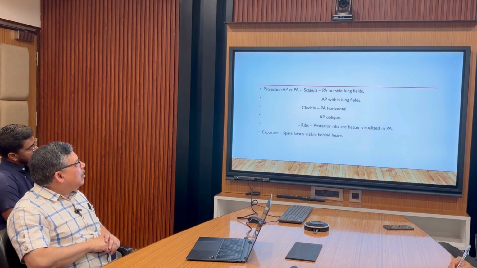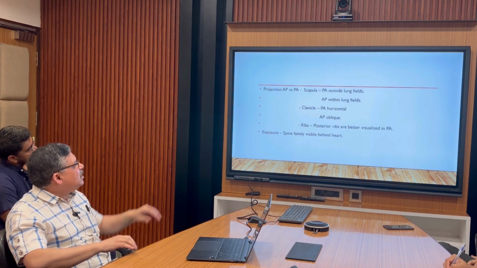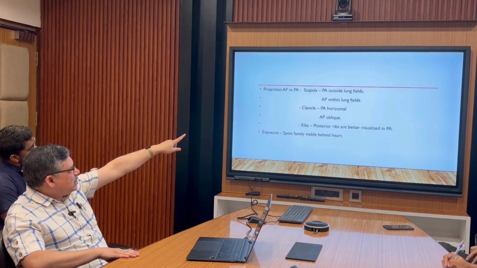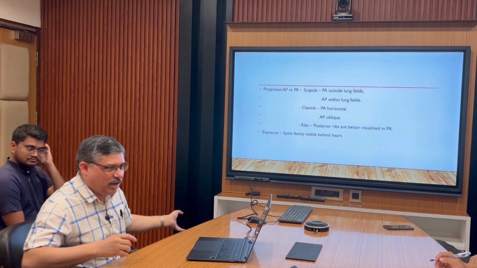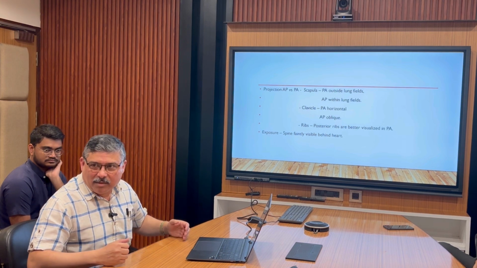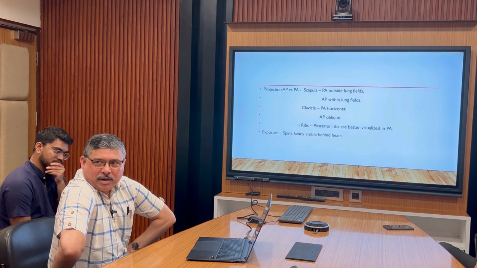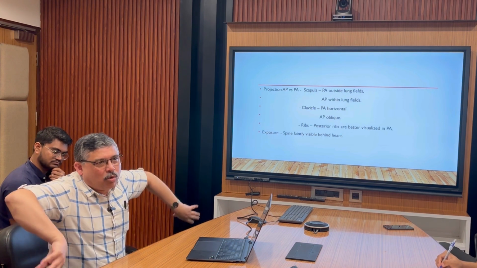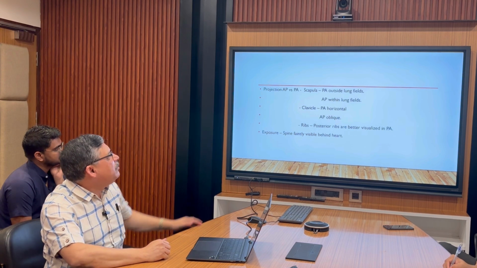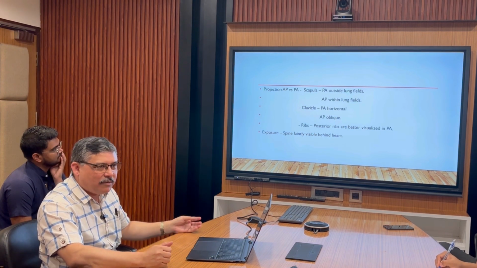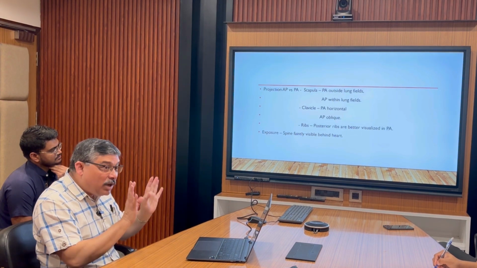So how do we make out AP and PA view? We see these three things. One is the scapula. You know how an X-ray is done, no? Have you seen an X-ray being done, or you must have done it before? So you hold like this and you brace like this, so that the scapula goes out from the lung fields. So this is what you will see in PA view. The scapula will be outside the lung fields.